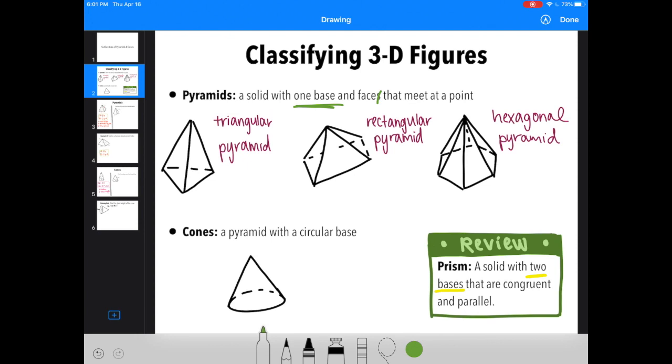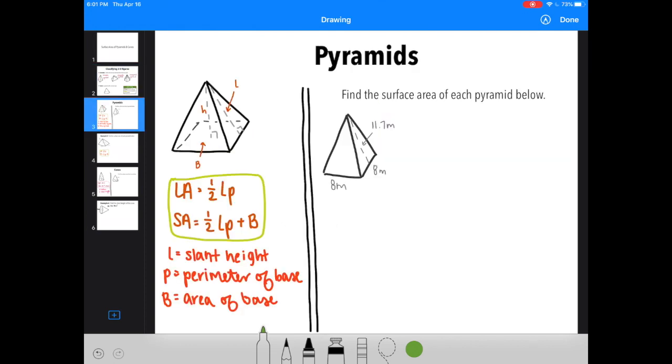So if my base shape is a triangle, we call it a triangular pyramid. If our base is a rectangle, it's going to be a rectangular pyramid, and so on. Hexagon, a hexagonal pyramid. We have another more classifying name for a circle: if we have a circular face, that's going to be a cone. So a pyramid with a circular base is a cone. You are going to get two formulas today. One is going to be for pyramids, and one is going to be for cones.